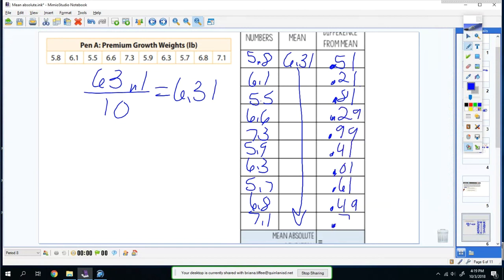So now, since I have my distances from my mean, I'm going to average them together. So you're going to do 0.51 plus 0.21 plus 0.81, 0.29, 0.99, 0.41, 0.01, 0.61, 0.49, 0.79. And you get a sum of 5.12. But then you have to divide it by 10 because that's your count. You get 0.512. So that is my variability, or in this term, MAD.